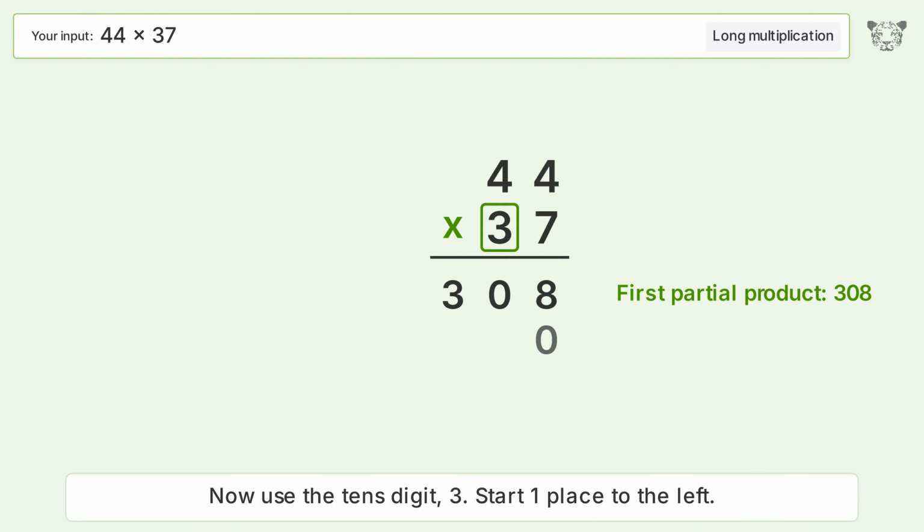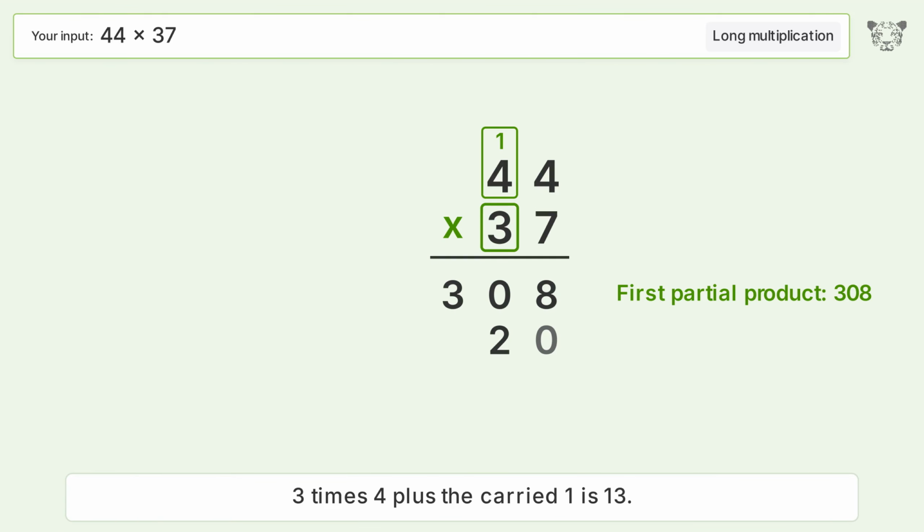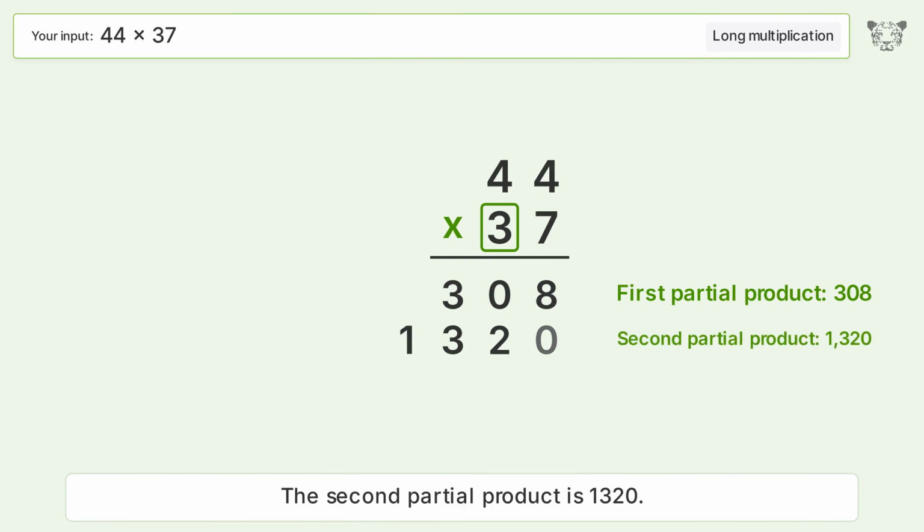Now use the tens digit, 3. Start one place to the left. 3 times 4 is 12. Put 2 in this column and carry 1. 3 times 4 plus the carried 1 is 13. The second partial product is 1320.